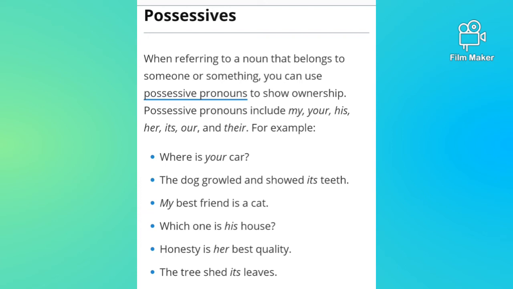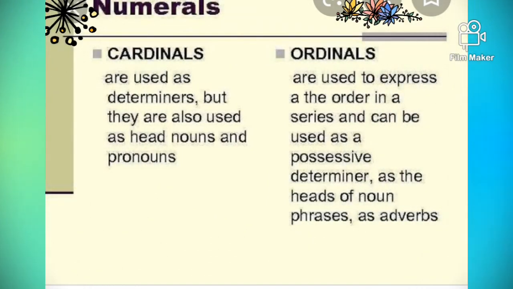And the fourth determiner is numerical. In numericals, we can use cardinals and ordinals. For example, one, two, first, both, some, any, few, a few, each, every, either, and neither.